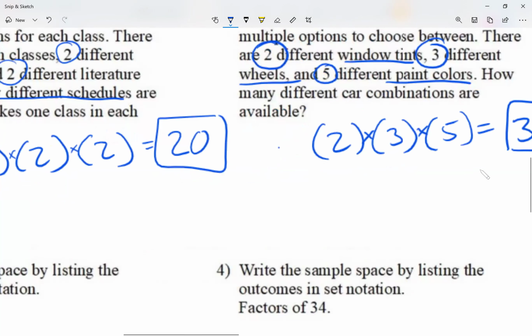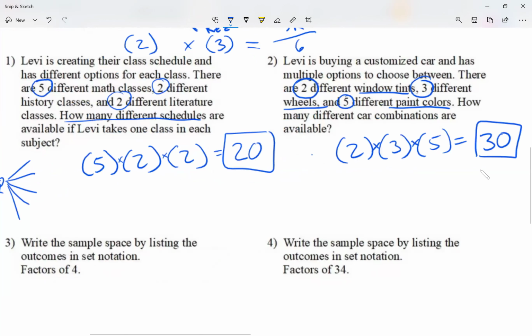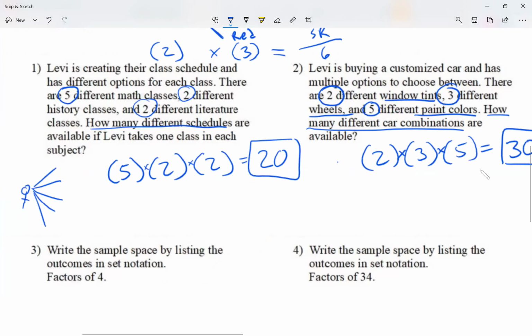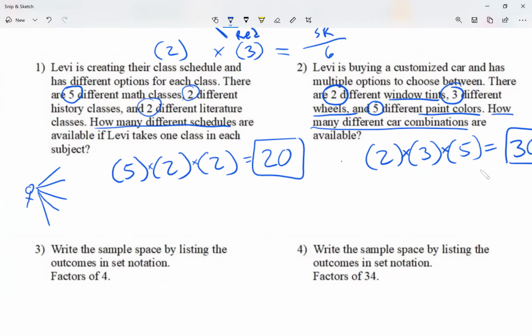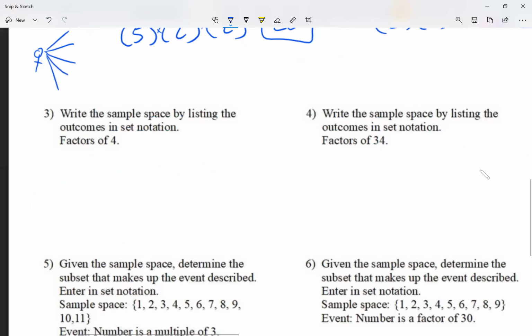So this is when we have to figure out the choices. When my question is how many different car combinations are available or how many different schedules are available, when I'm interested in how many, you can do the tree diagram or you can just look at your choices and multiply them all. It's a little bit different, right? A little bit easier.